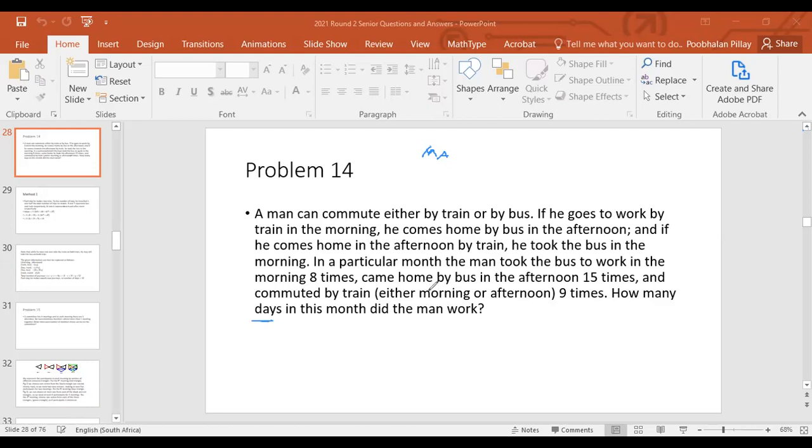So I need to know how many modes of transport did he use. Now he used a bus in the morning, a train in the afternoon, bus in the morning, bus in the afternoon, train in the morning, train in the afternoon, or train in the morning, bus in the afternoon. But essentially, we need to know how many times did he use the bus and how many times did he use the train altogether. Now, the number of times he took the bus in the morning is 8 times. The number of times he came back in the afternoon by bus was 15 times. So the total number of times he used the bus is 8 plus 15. And now they tell you he commuted by train either in the morning or the afternoon 9 times. So altogether he used the train 9 times.